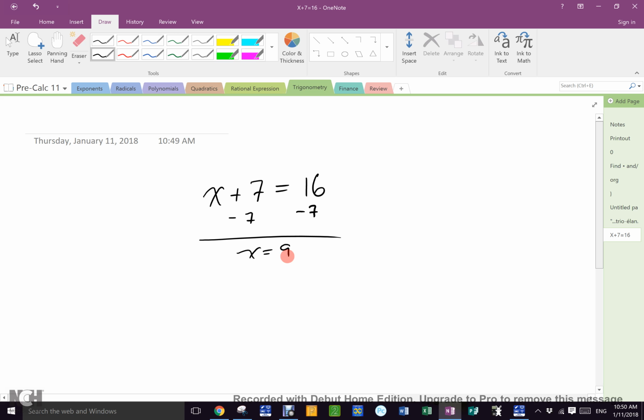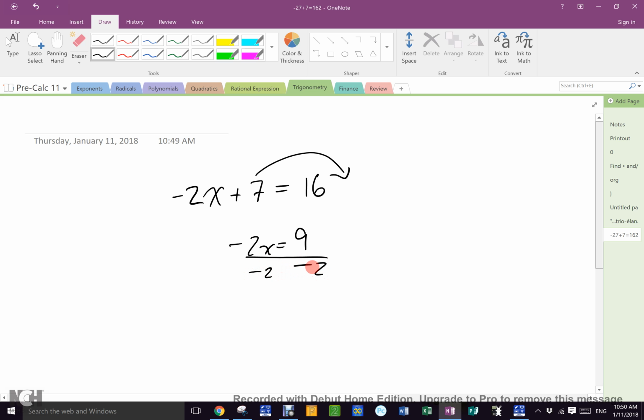Now, watch. What if the equation changes to this? Now what do I do? I still move the 7. So in grade 11, we're just going to move that 7, aren't we? Negative 2x equals 9. Yeah? Now what do I do? Divide by negative 2. I have to keep the negative 2 in the division because it's not moving anywhere.